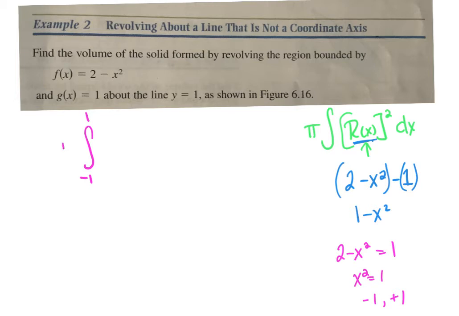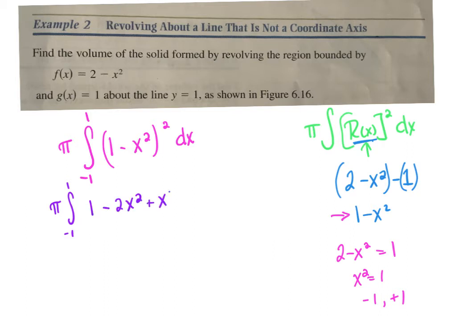And so now we're going to fill that in. We're going to fill in the 1 minus x squared, and we're going to square that, dx. So you want to square it before you take your antiderivative. So this is going to end up being 1 minus 2x squared plus x to the 4th dx, that whole thing. And then we'll take the antiderivative.